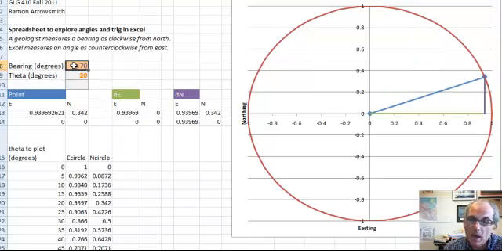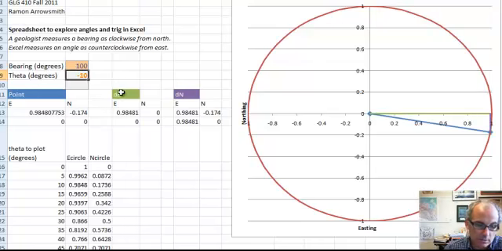So what do you think happens if I do 100? Aha! What you can see is the easting is still positive, but our northing component goes negative. That's because theta is now negative, or you could say it is 350. Either way, you get the same answer.